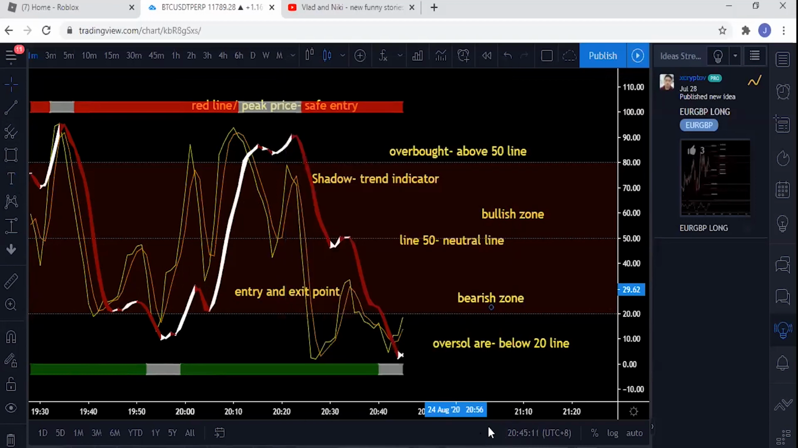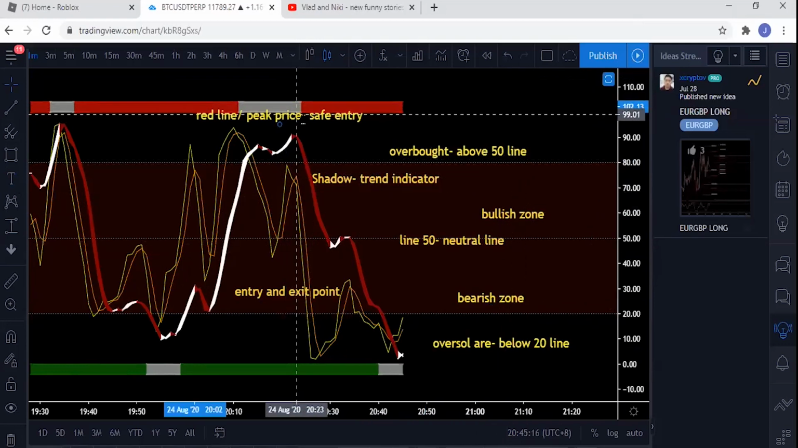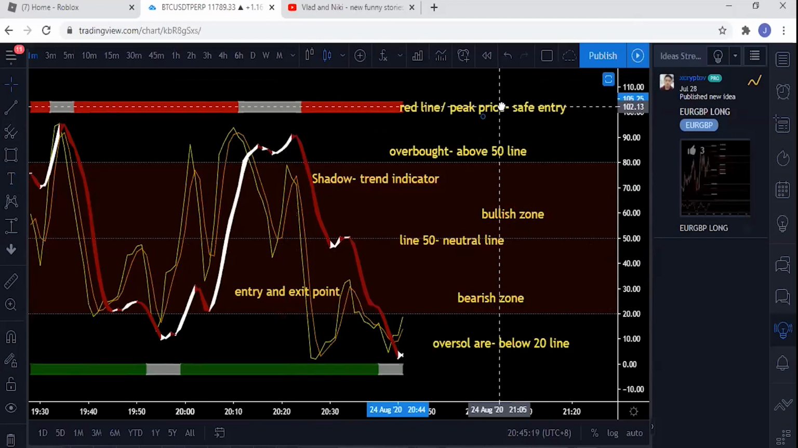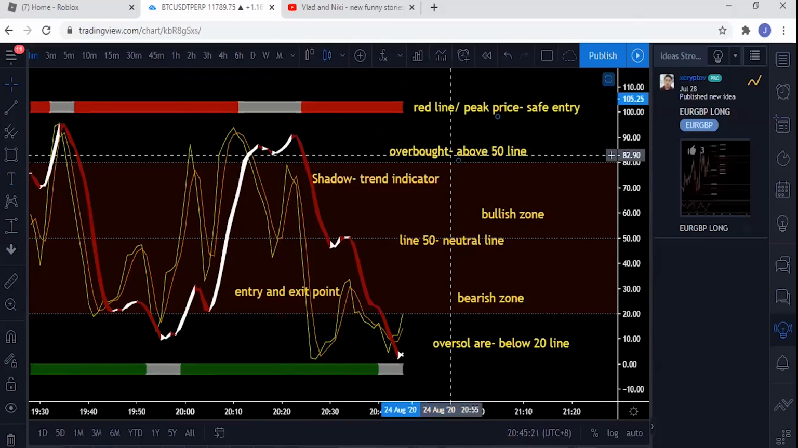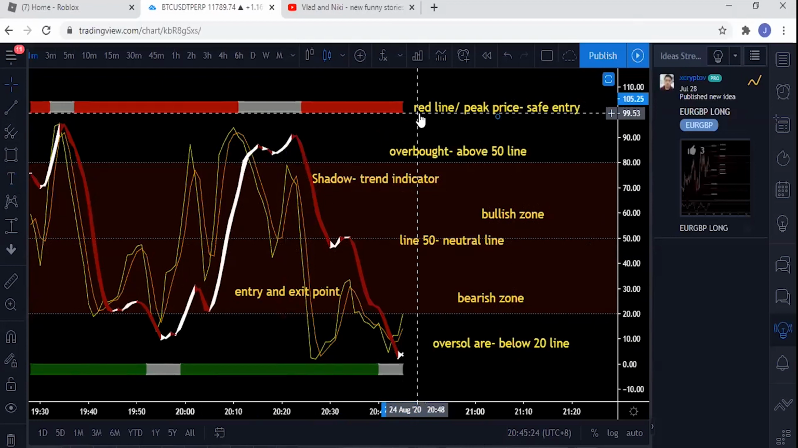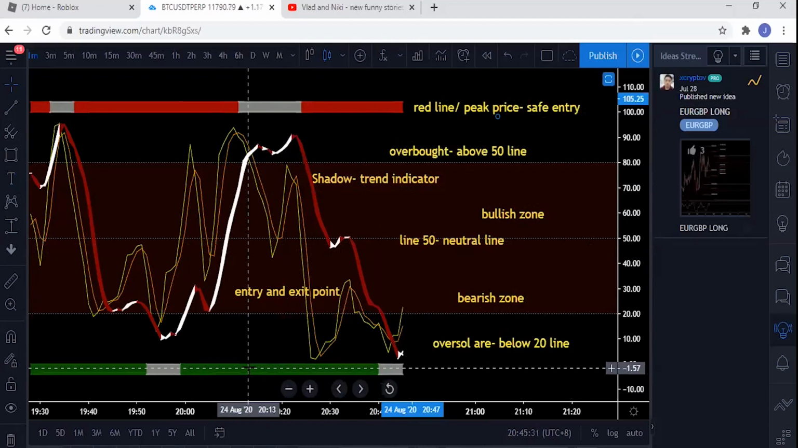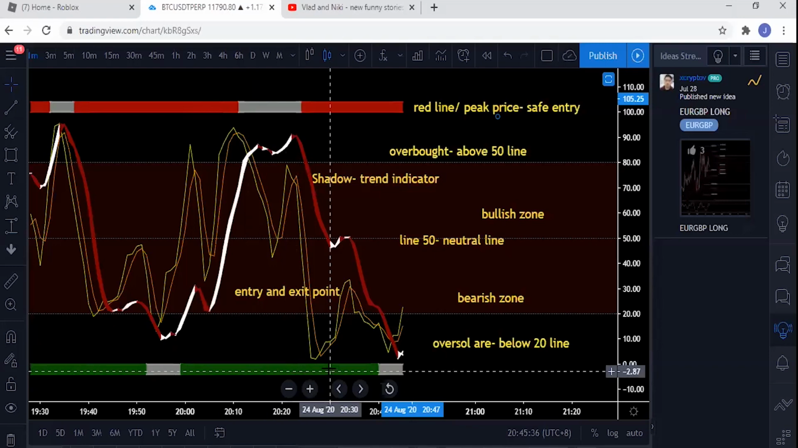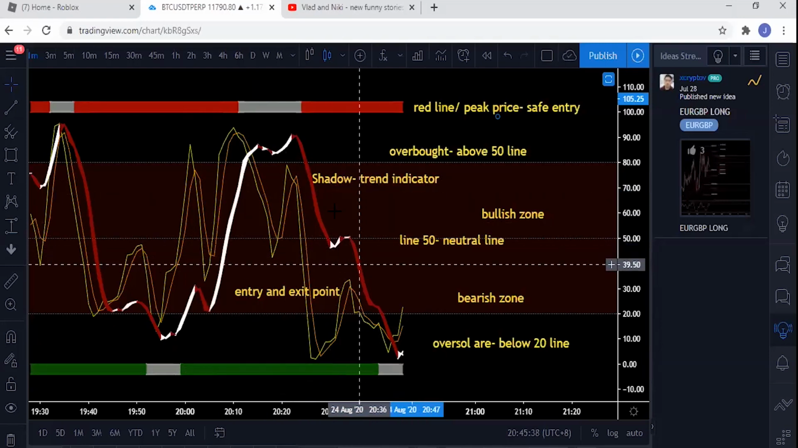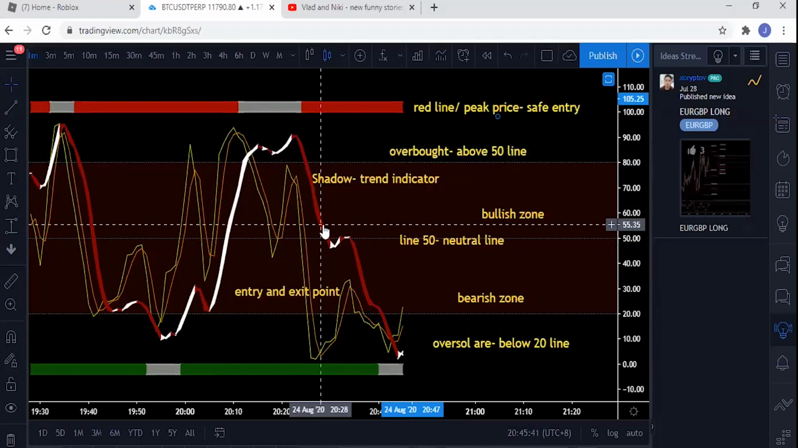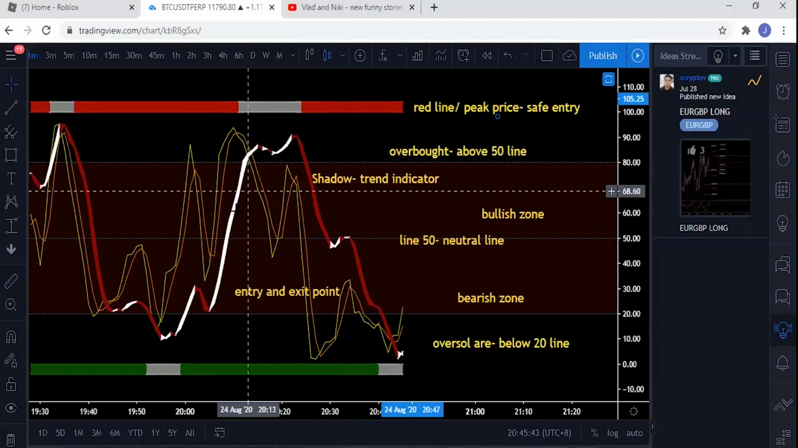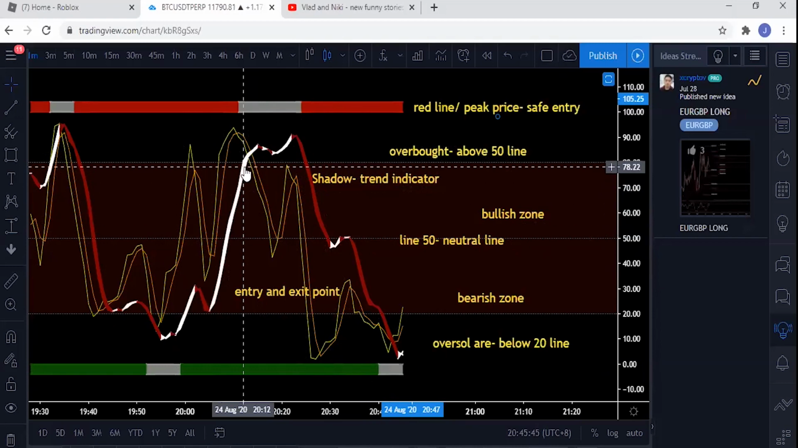Okay, so let's have a recap. What composes our shadow entries? First is our red line, indication of our peak price. So this is a good entry point. And below, this is our green line. This is the bottom of the price, so a safe entry to buy up. We have our shadow trend indicator. Red means bearish and white means bullish.